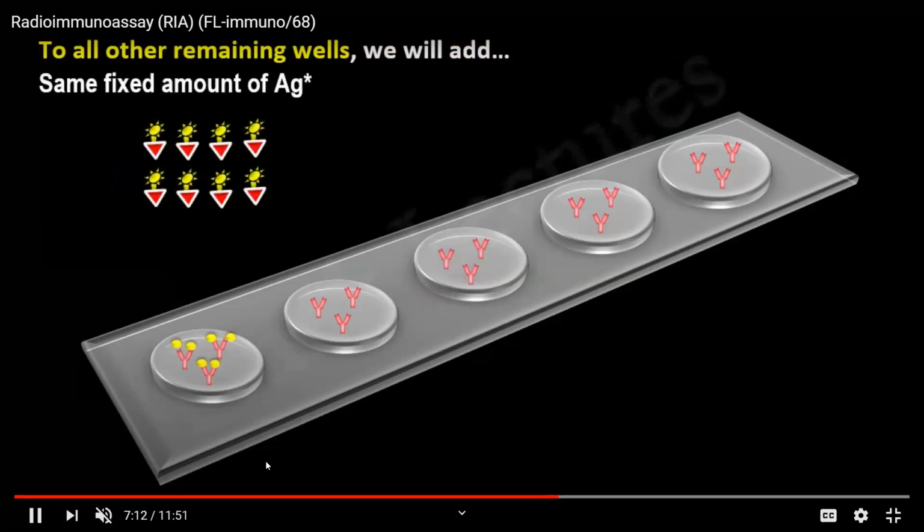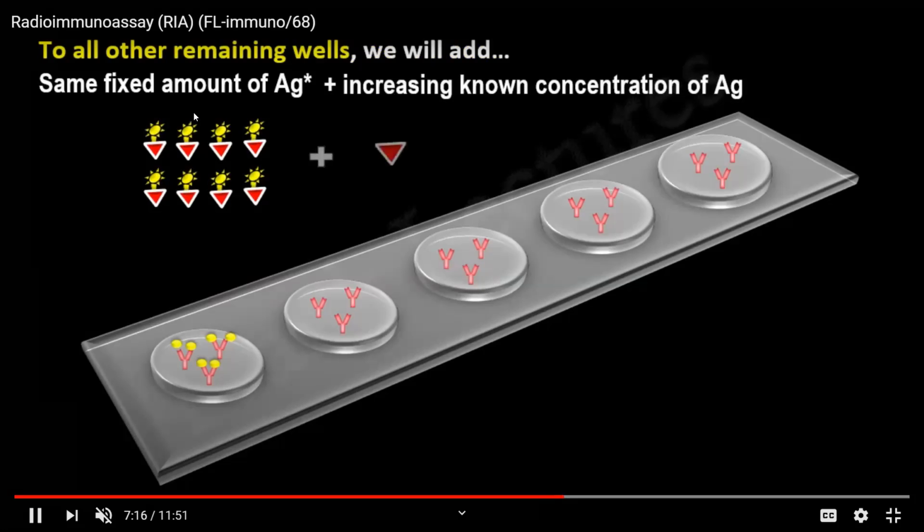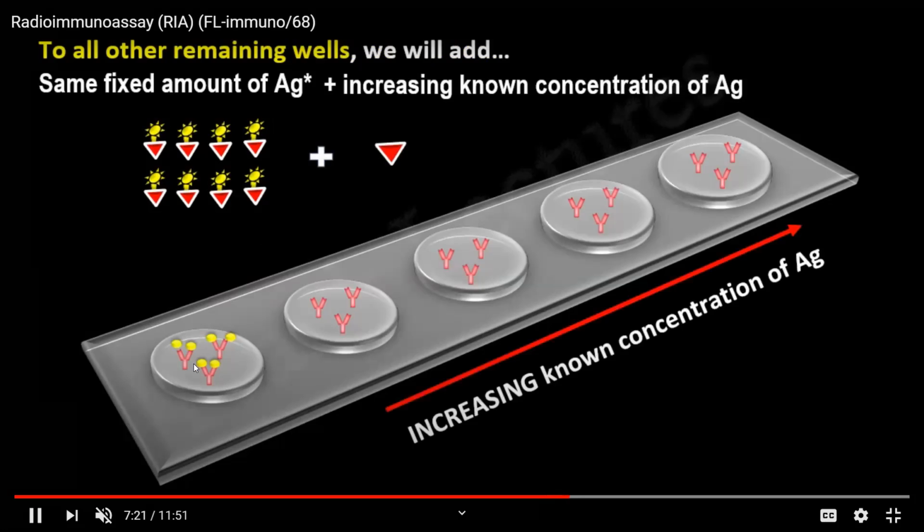Then to all the other remaining wells, we will add the same fixed amount of radiolabeled antigen. That is, 8 antigens were used in the previous one, so here also they are adding 8, but with increasing known concentrations of unlabeled antigen. That means the concentration of antigen they are going to use in the test sample is going to vary in all of them, increasing. Here if they take 4, here they will take 8, here they will take 12, and here they will take 16.